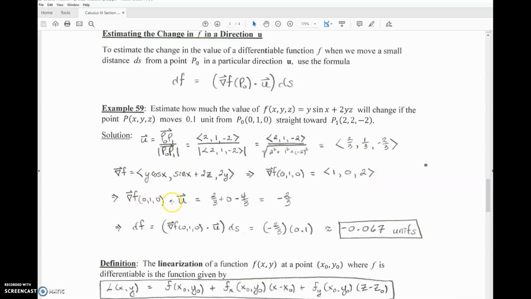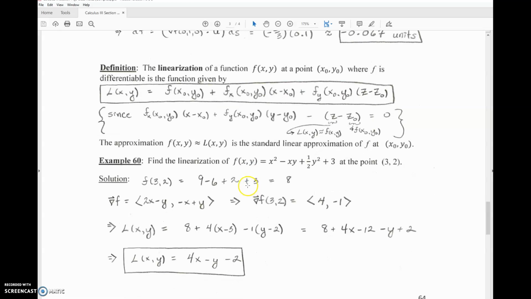Now the gradient of f dotted with u will give me the slope of the tangent line at that point, 0, 1, 0. So the function will change a certain amount from this point to this point, but I'm going to approximate. Instead of doing f of 2, 2, minus 2 minus f of 0, 1, 0, that would be delta f, the actual change in the function, I want to approximate it with df, which is just the directional derivative, minus 2/3, multiplied by the distance we're going to move along that line, which is 0.1. And so the approximate change in f will be about negative 0.067 units.